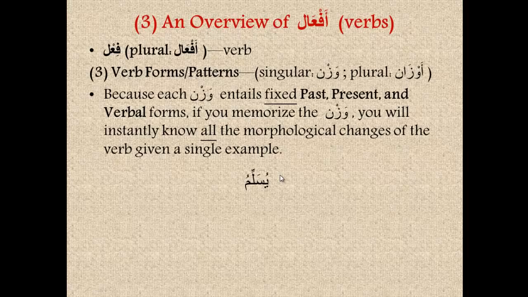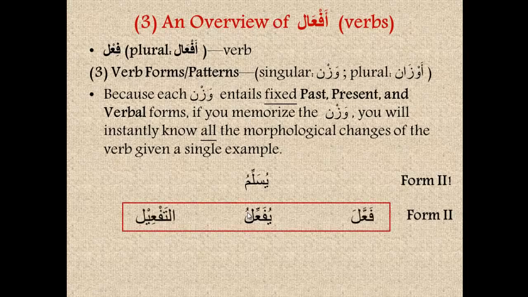Again, if you've memorized the wazn, you can predict the past tense and the verbal noun given the present. You can predict the present and the verbal noun given the past tense, or you can predict the past tense and the present given the verbal noun. Whatever form you're given, however it is conjugated, if you know the wazn, you can derive all the other forms. So we know that yusallimu fits onto the pattern yufa'ilu. We know it's a form 2 verb. We know that form 2 goes like fa'ala yufa'ilu at-taf'il, so we can derive sallama yusallimu at-taslim.